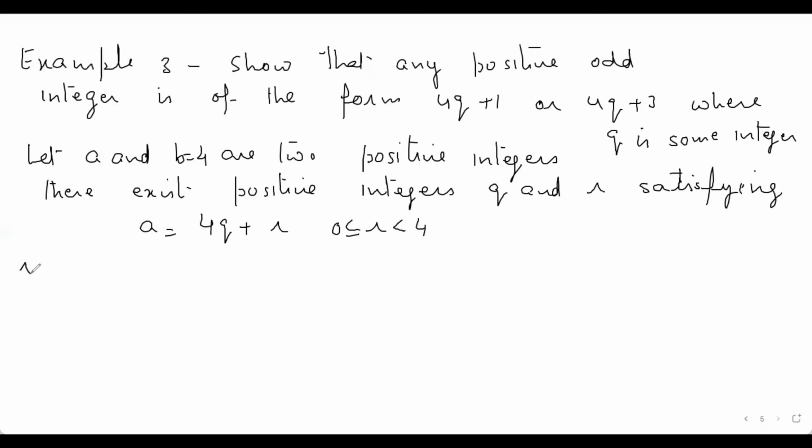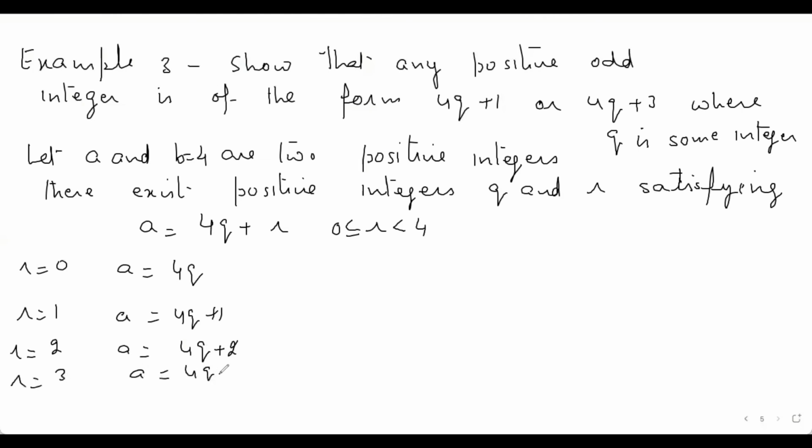Now, if R is 0, then A is equal to 4Q. If R is 1, A is equal to 4Q plus 1. If R is 2, A is equal to 4Q plus 2. If R is 3, A is equal to 4Q plus 3. R cannot be equal to 4. So R is always less than 4. So the value of R can be 0, 1, 2, 3. Now, see which one is even and which one is odd.